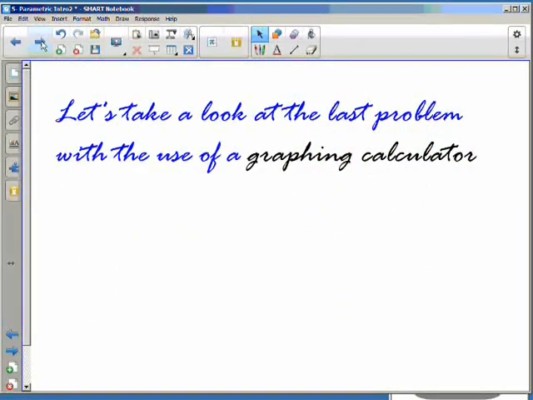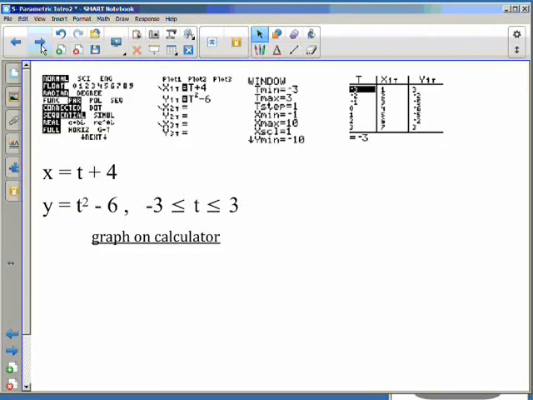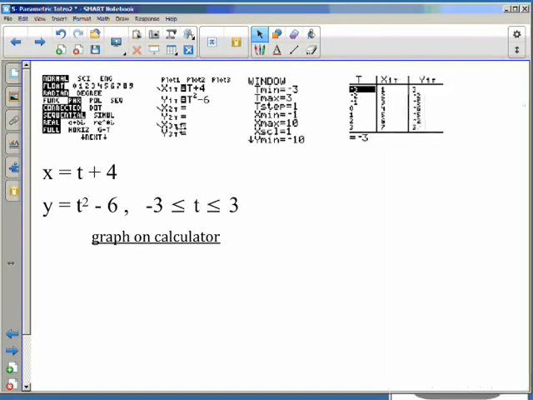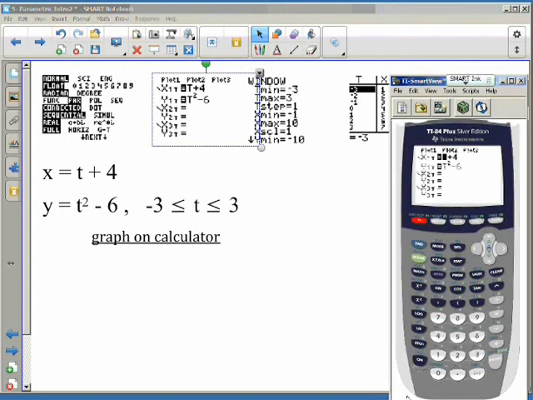Let's take a look at the last problem with the use of a graphing calculator. In this case, on the graphing calculator, there are a few modes, and rather than being on function, you go down to PAR. That's code for parametric. In parametric mode, when you hit y equals, you get a very different looking screen than you're used to. You get this. And I've already entered the equations I want to do. X equals t plus 4, y equals t squared minus 6.